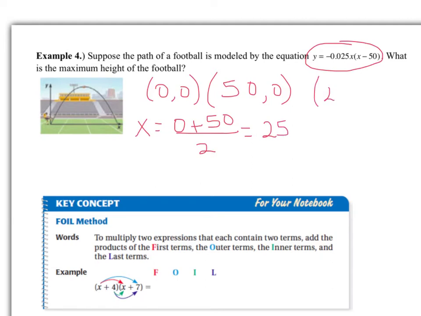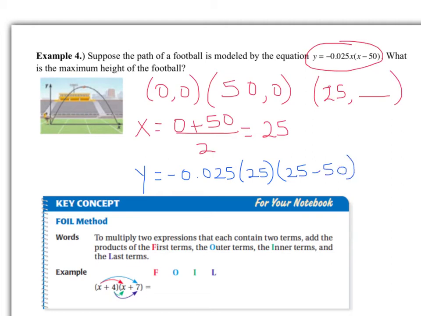So it's 25, comma, something. The y value, that's actually what we're looking for, is that maximum height. So then we substitute 25 in for both of the x's. Negative 0.025 times 25, times 25 minus 50. So go ahead and take a minute and type that into your calculator. I'm going to pause it, also type it in my calculator, and get the answer, and hopefully you have the right one.